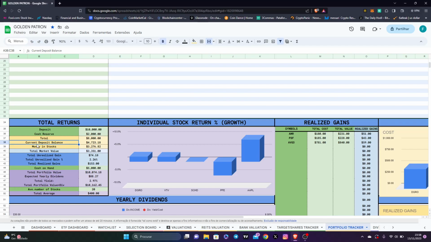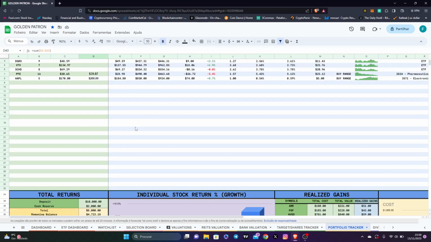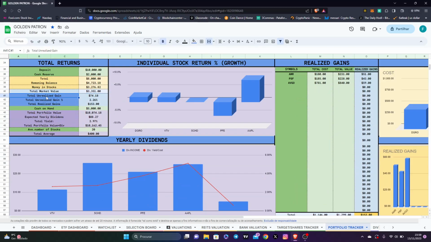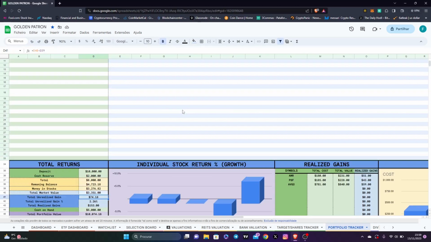I'm going to actually rename this. It's a little easier. So our remaining balance would be 4,723, and we know the money in stocks would be 3,276. Total market value would be 3,357. So this is where this comes in. The total unrealized gains is $74 right now.